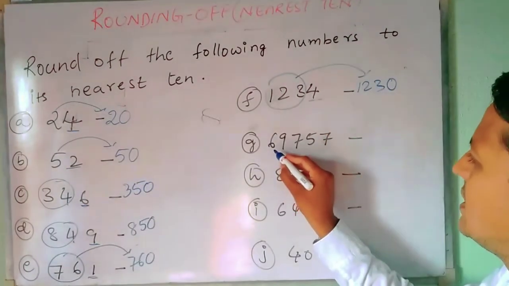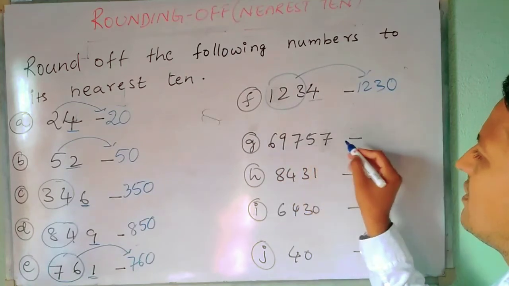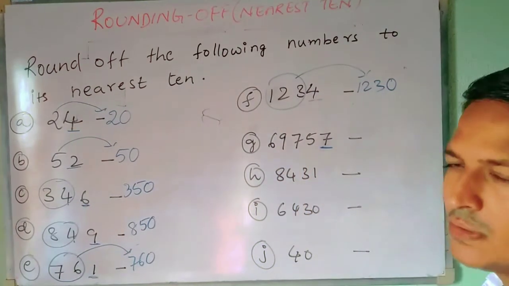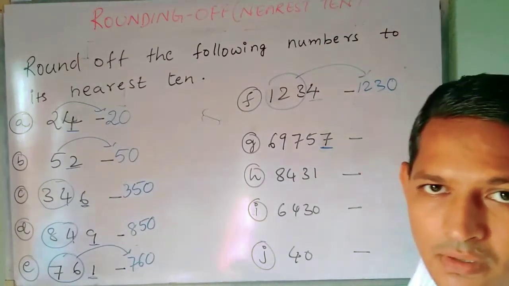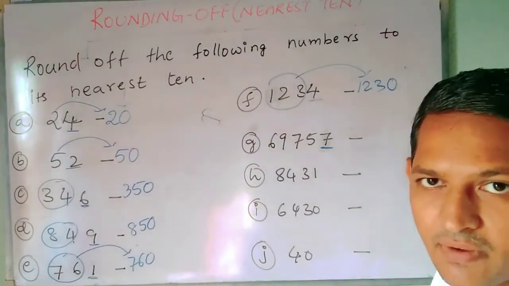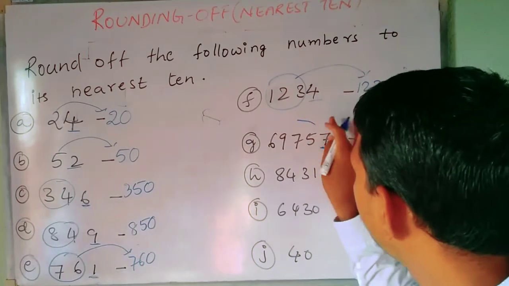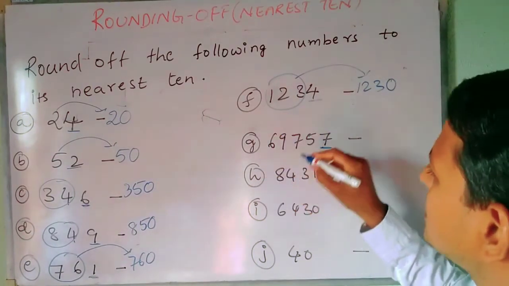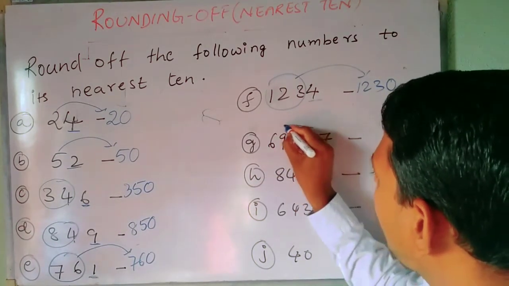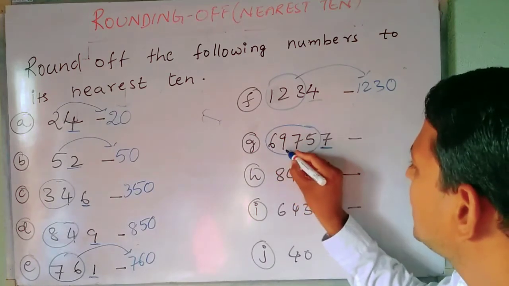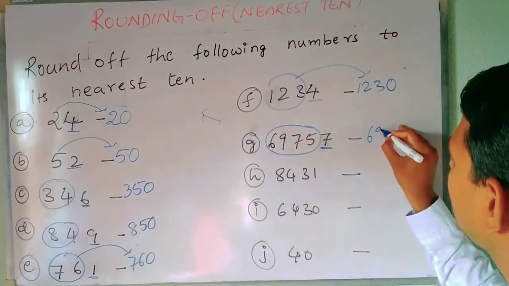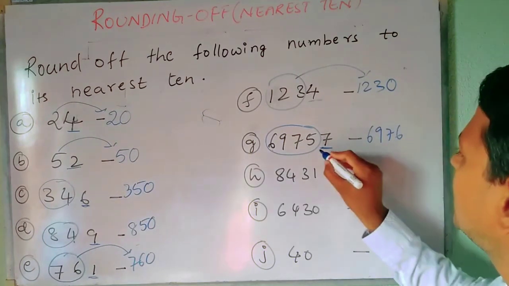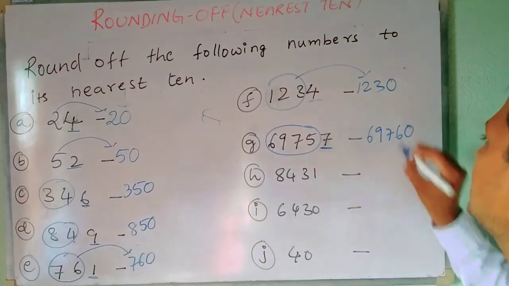What is the number here? 69,757. So the digit which is in ones place is 7. Is it greater than 5 or less than 5? Greater than 5. When it is greater than 5, we need to add 1 to the rest. 6,975, when 1 is added, it becomes 6,976. In the place of 7, we need to place 0.